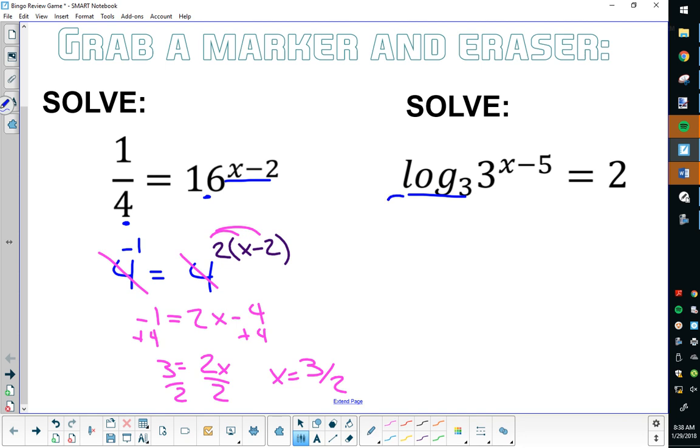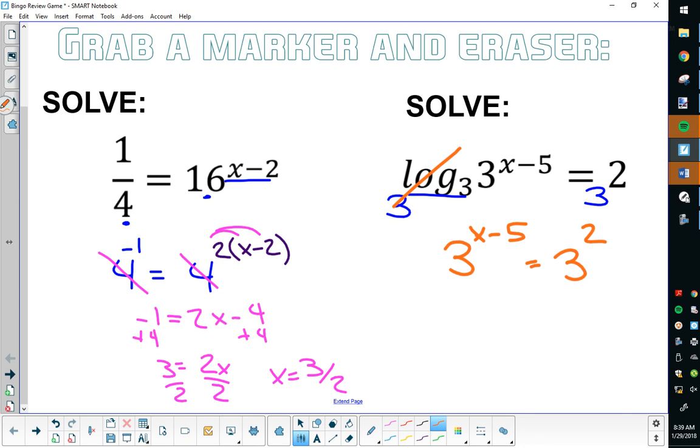A base of 3 on both sides. Base of 3 over here, base of 3 over there. If I have 3 and a log base 3, what happens? I have just that left over, and over there now I have 3 squared. You could make 3 squared 9, but you don't really want to do that here. What else could I do now that I've done that?